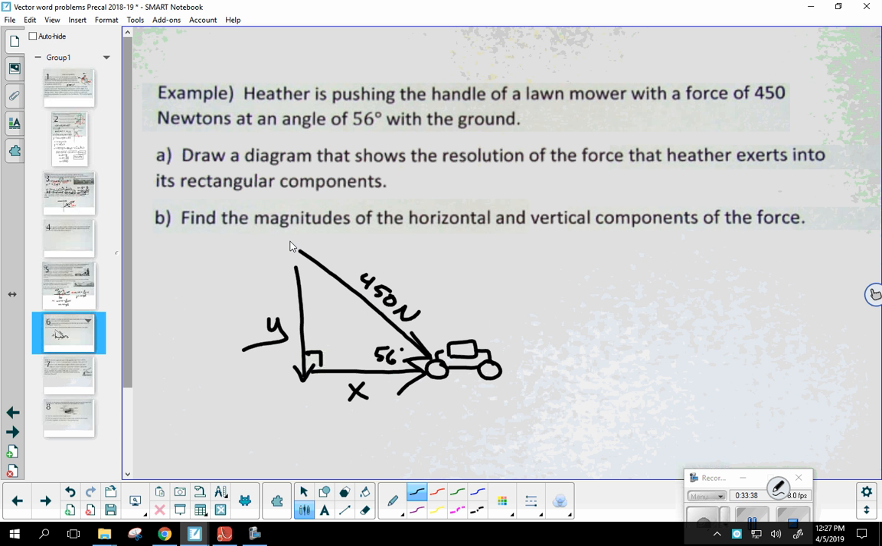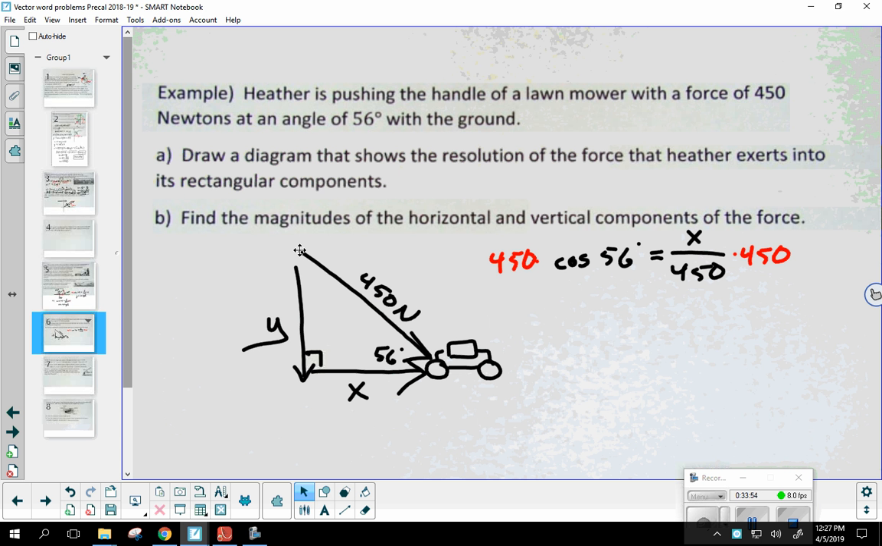Cosine. That's exactly right. Adjacent over hypotenuse. So cosine of 56 is going to equal adjacent over hypotenuse. Okay, multiply through by that 450. So somebody help me out. What would x be? 450 times cosine 56. 251.7? Okay. So Christian says 251.7 newtons.